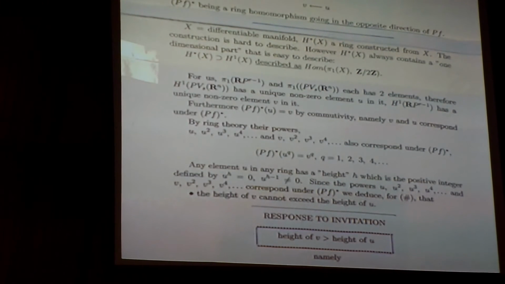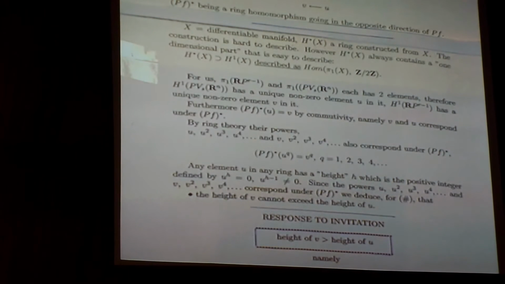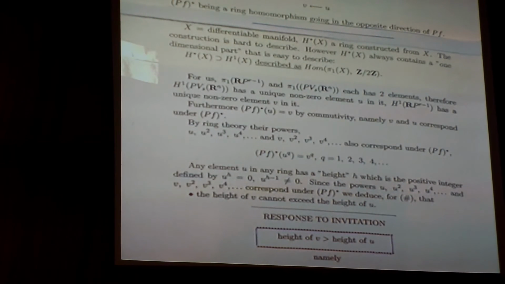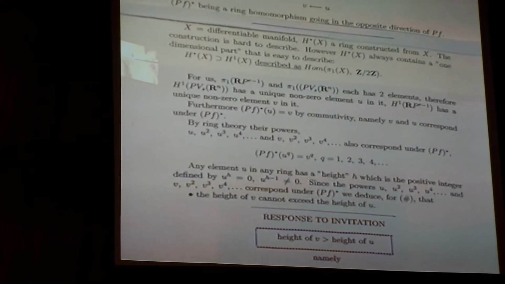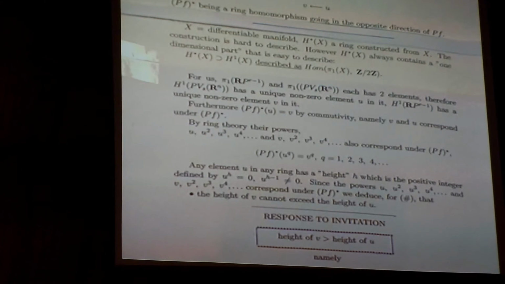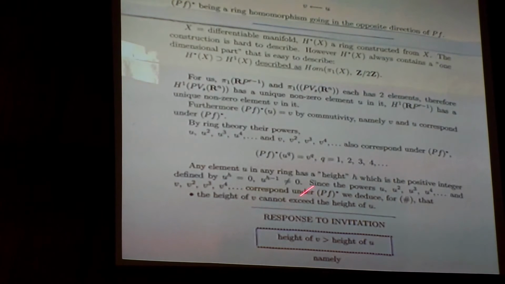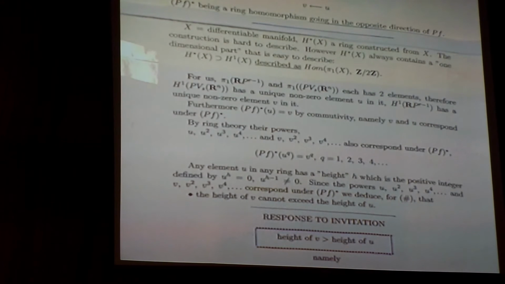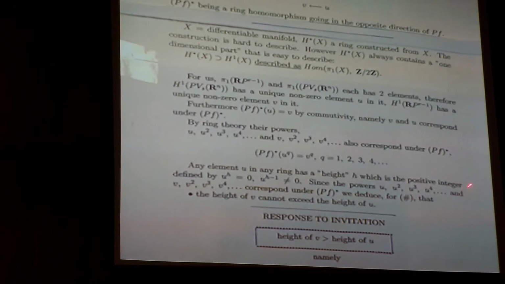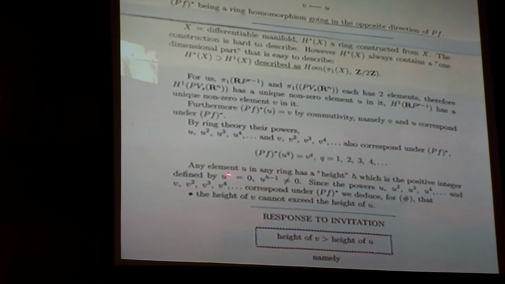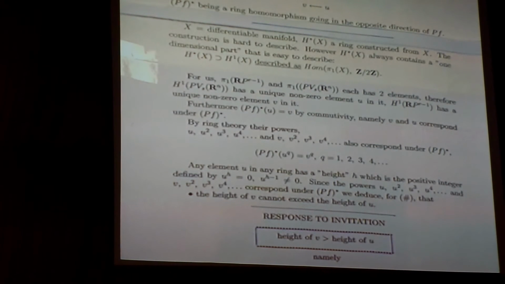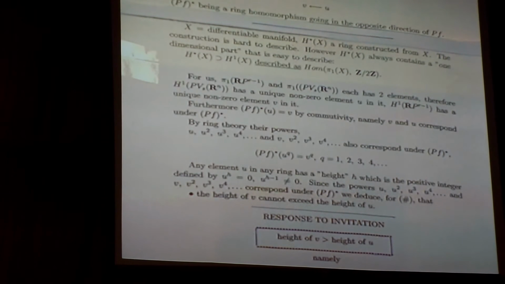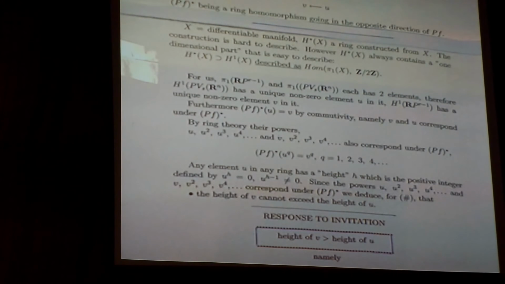Okay, now since the powers U squared, U cubed, U to the 4th correspond respectively to V squared, V cubed, V to the 4th, we draw a very common sense conclusion. For this correspondence between U and V, the height of V cannot exceed the height of U. Because when you go over these elements, U squared, U cubed, and so on, when you get to zero, the corresponding V element will also get to zero. So the height of V would occur earlier; if not, it can never occur later. So that is the conclusion of our analysis.